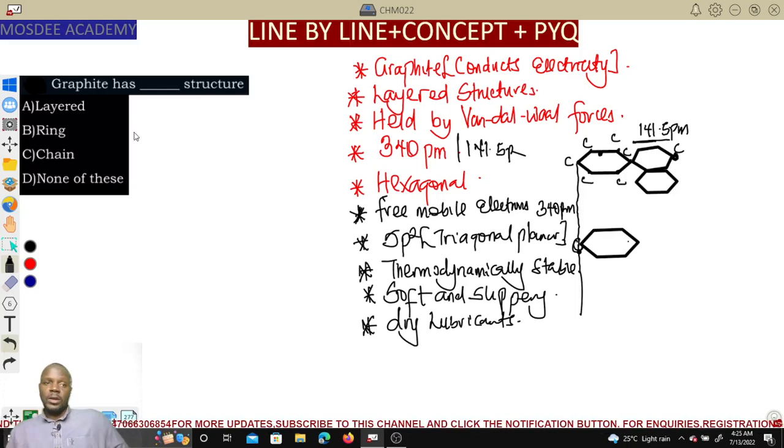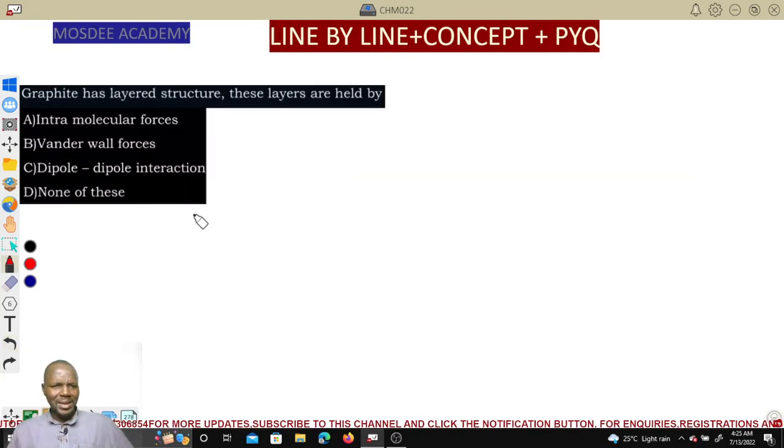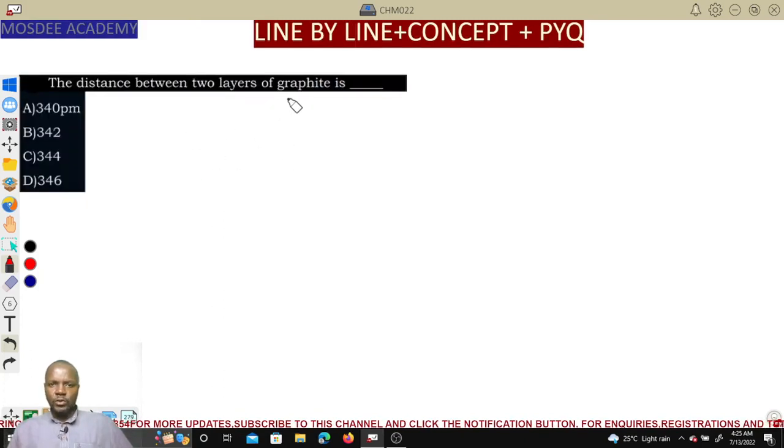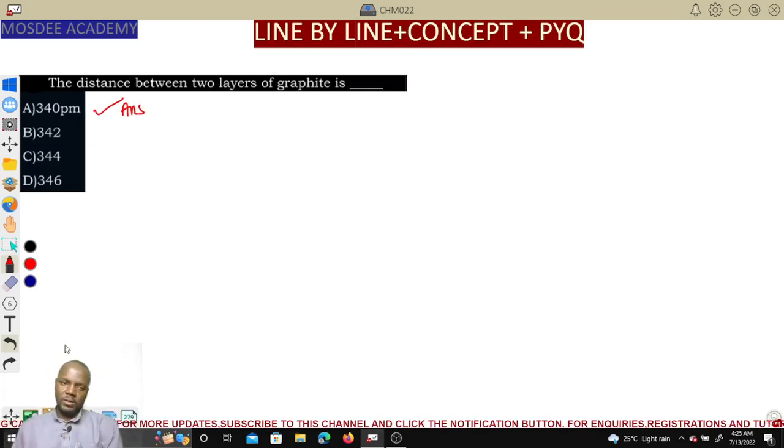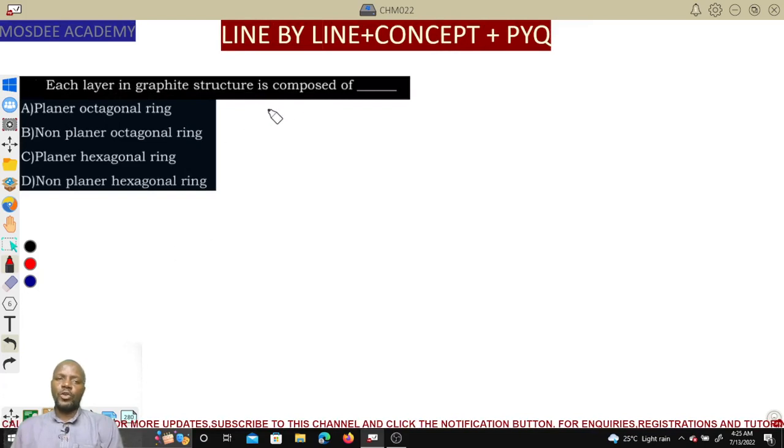So let's answer the following questions with respect to graphite and see if we can answer them. Graphite has layer structure. I think we talked about that. It's still here. So that's the answer to that. The next one: graphite has layers. These layers are held by van der Waals force. We've talked about that. The next one, time is not on my side. The distance between two layers of graphite, that is 340 picometer. I talked about that, the first layer and the second layer. Please be careful about that. Now, the next one: each layer of graphite structure is composed of what?